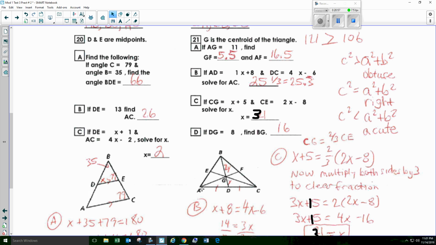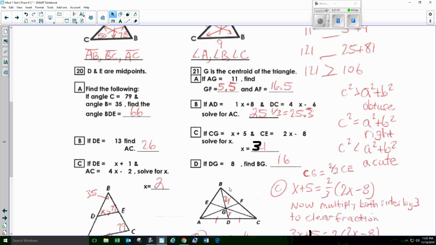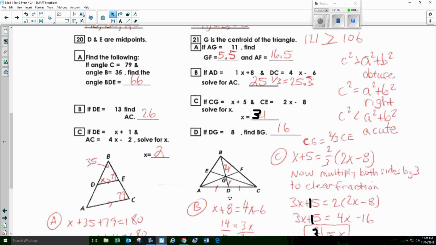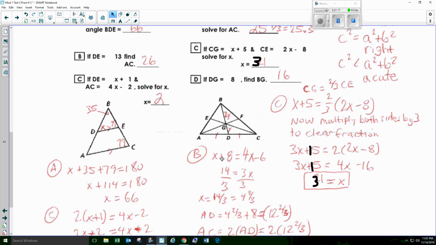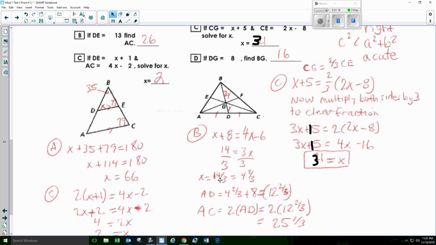AD. Remember this is the midpoint because these are medians. Since this is a centroid, it goes from the vertex to the midpoint of the opposite side, which means these are equal. So AD equals DC, they're congruent to each other. Now it's a pre-algebra problem. You solve it. This is B down here. Solve it and you get X equals 14/3. Okay, that's fine. That's the exact answer. Or you can change it to a mixed number, 4 2/3.